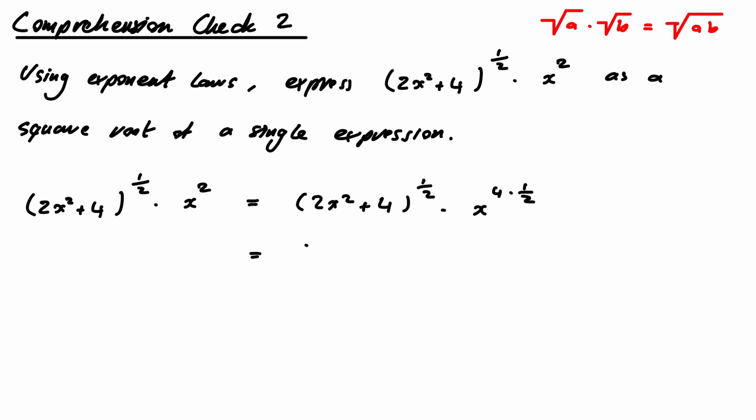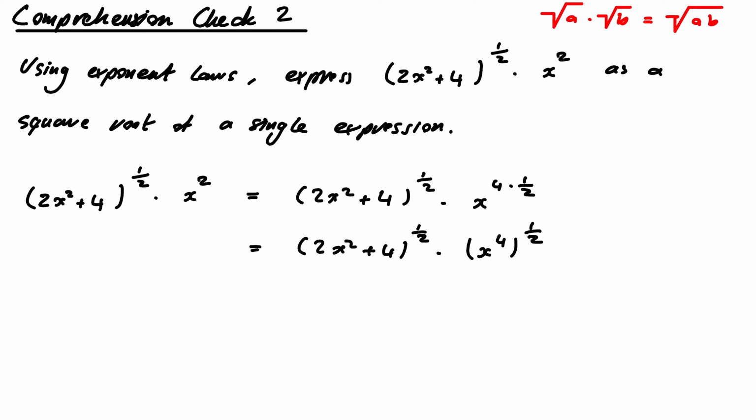That's equal to 2x squared plus 4 to the half, of course, multiplied by x to the power 4 to the power a half there. Okay. So now let's write this in standard radical notation. This is the square root of 2x squared plus 4 multiplied by the square root, this is quite a difficult example, square root of x to the 4. Everything's all good, x to the 4 is always positive.